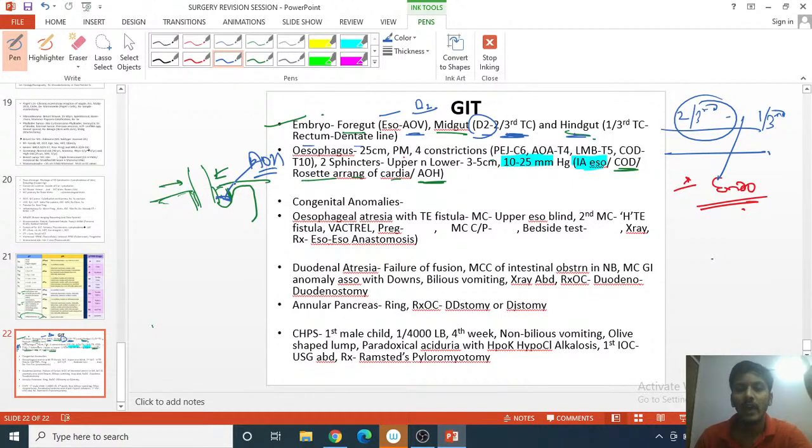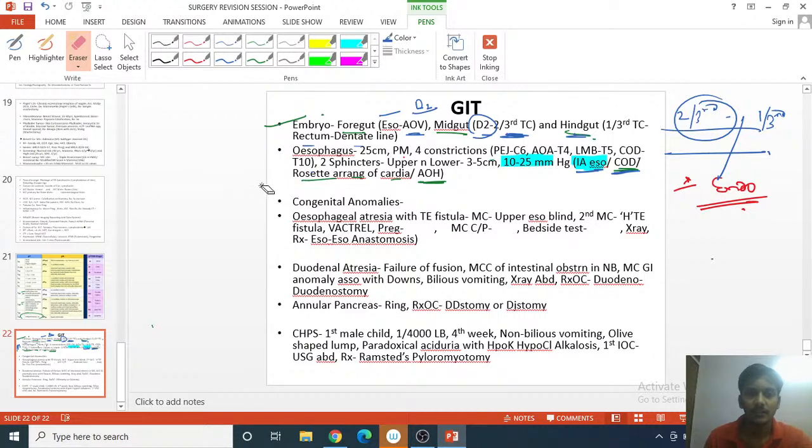So remember the four factors which contribute to the LES tone. First was your intra-abdominal esophagus. Second is your crus of diaphragm. Third is your rosette arrangement of the cardia. And fourth is your angle of Hess. Please remember this. These four factors contribute to maintaining the LES tone.